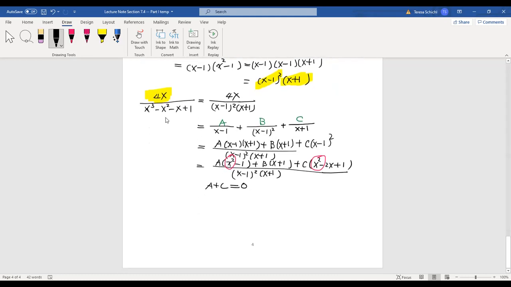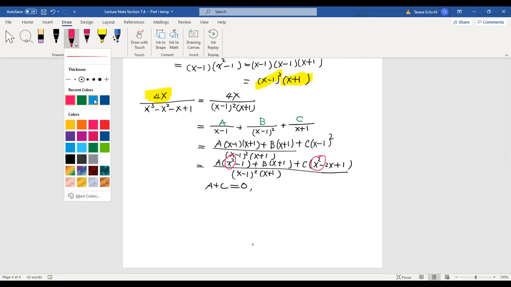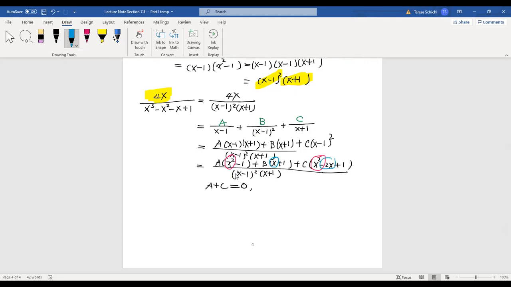Okay, so now I can find the next things here, the x terms. Oh, the x term doesn't have an x term here. Okay, here is one x term, and here is another x term. So B minus 2C is equal to 4, right?